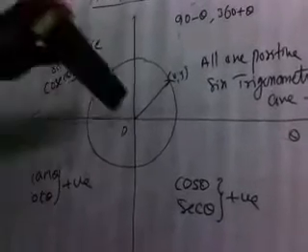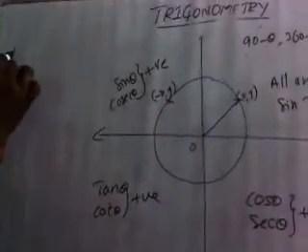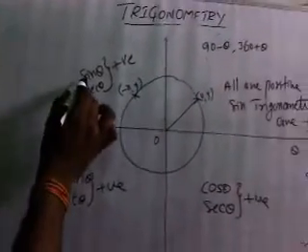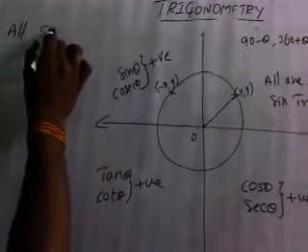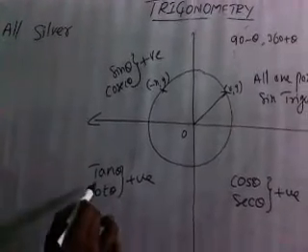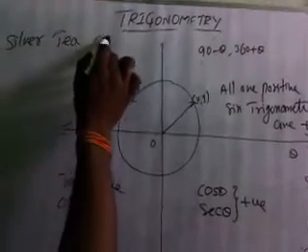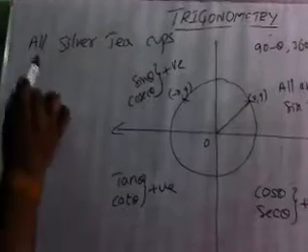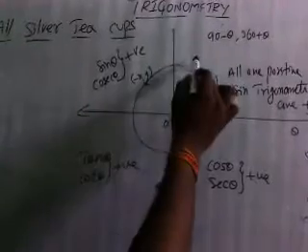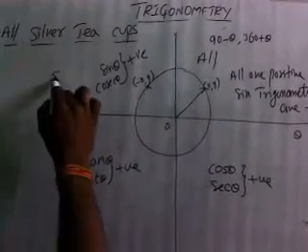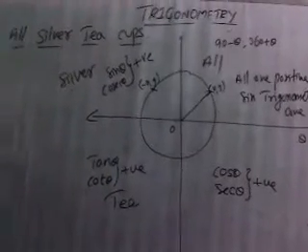To remember this, I will give you a simple technique: first quadrant all are positive, that's why first word is All. Second starts with S, sine is positive, that's why Silver. Third one with tan, T. Fourth one C, Cups. All Silver Tea Cups. That means all are positive. First word All here, second word Silver here, third word Tea here, fourth one Cups here.